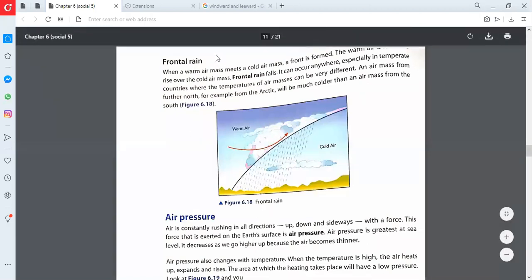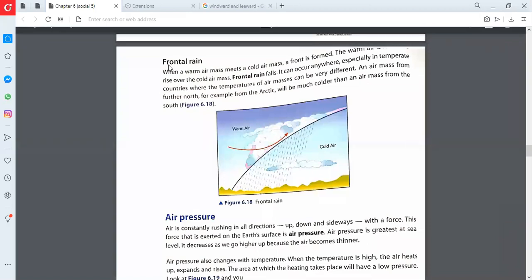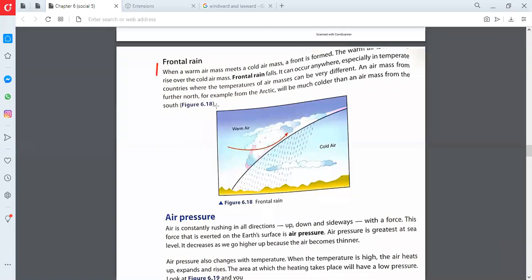It's frontal rain. Okay, so we have Ayan. Ayan, can you read it? Frontal rain. Yes, sir. Frontal rain. When a warm air mass meets a cold air mass, a front is formed. The warm air is forced to rise over the cold air mass.